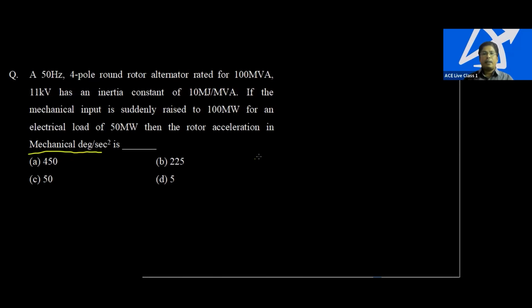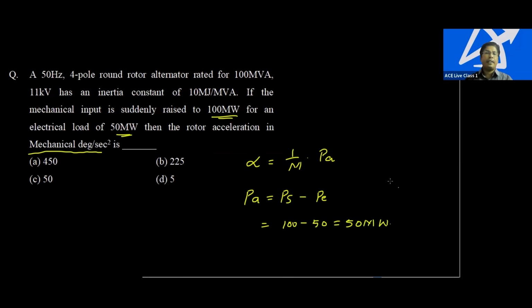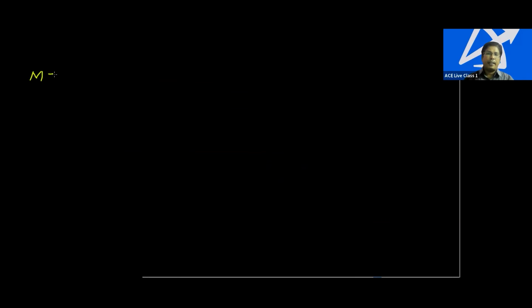Right. The rotor acceleration alpha is nothing but 1 by M into the accelerating power PA, where accelerating power PA is nothing but mechanical input minus electrical power, where mechanical input is now 100, electrical output is 50. It is 100 minus 50. It will be 50 megawatt. And the value of M you have to calculate.